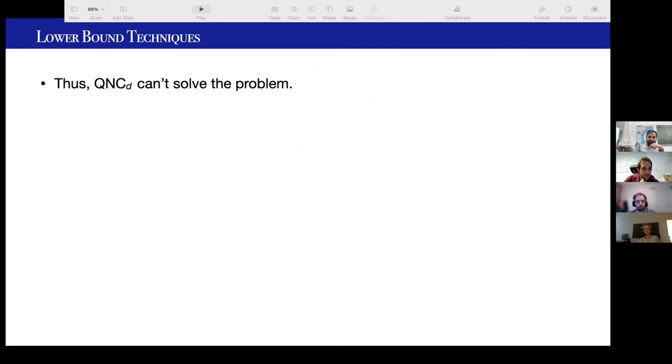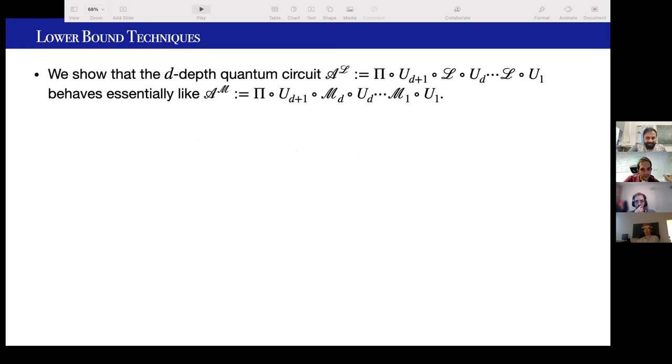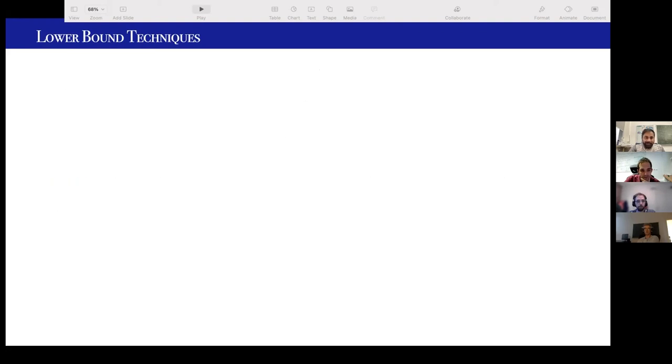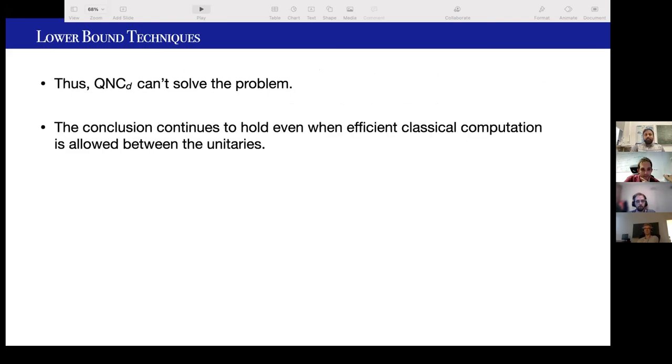Actually, I'm also a bit carried away. If you see this circuit, there is no classical processing here, okay? And I just showed you this result that without classical processing, everything is fine. So until now, I have only shown that the QNCD circuit cannot solve the problem. And I still need to include the classical computation in it. Classical computation will act as an advice, so I have to include it. And that is like extra steps.